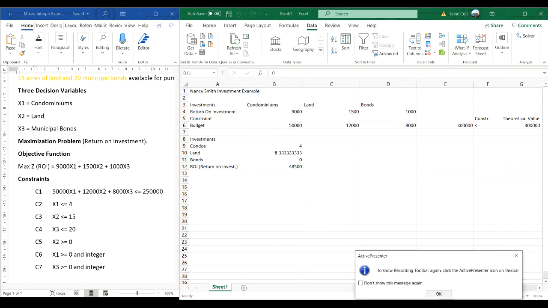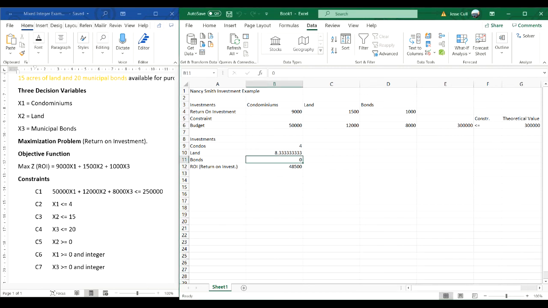So that completes our replay. We've seen how to do it. The only difference between QM and Excel is in Excel, what we are doing is entering the integer values in the solver. In QM, we were doing it in the last column at the bottom, the last row at the bottom.